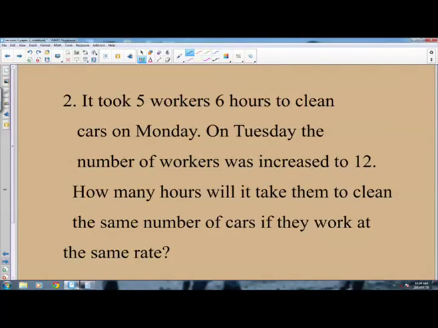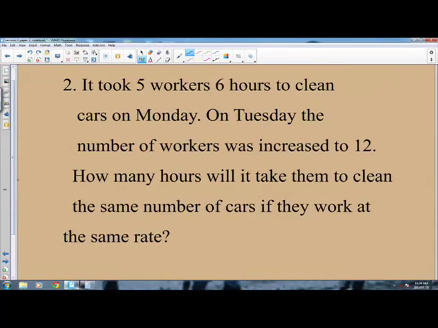It says, it took 5 workers 6 hours to clean cars on Monday. On Tuesday, the number of cars was increased to 12. How many hours will it take them to clean the same number of cars if they work at the same rate? So the number of workers has been increased to 12 from 5. And then now we have to find the number of hours.